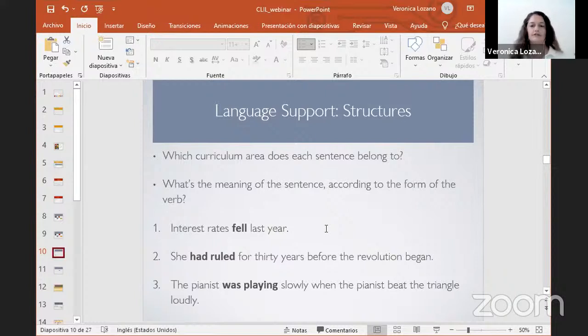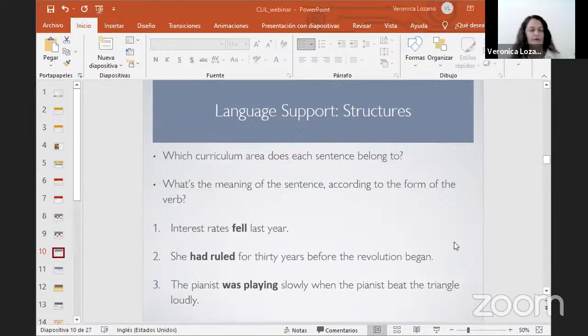Okay, I have some ideas there. Past tenses, good. What else? But what curriculum area, what subject do you think they belong to? Interest rates fell last year. What would be the subject? Can you imagine? Economics, yes, very good. Excellent idea. Yes, Alicia. Nancy, very good.